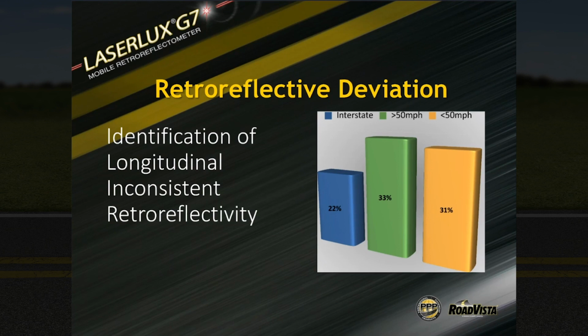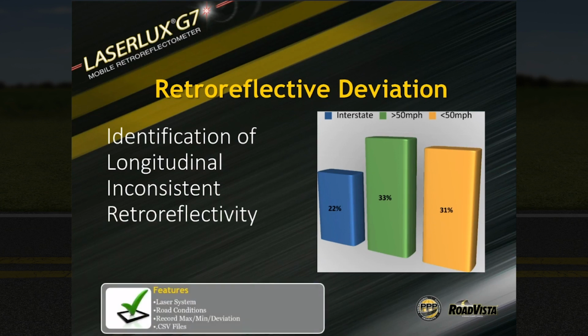We found that interstates, and what this does is it basically takes the highest reading of that batch, of that average, and the lowest reading of that average, and then it says, okay, how much did it deviate from one to the other? And we found that on interstate, not too bad, about 22% deviation, but then when we got into the over 50 and the under 50 non-interstate, you can see we averaged about 32% deviation in the lines and the markings.